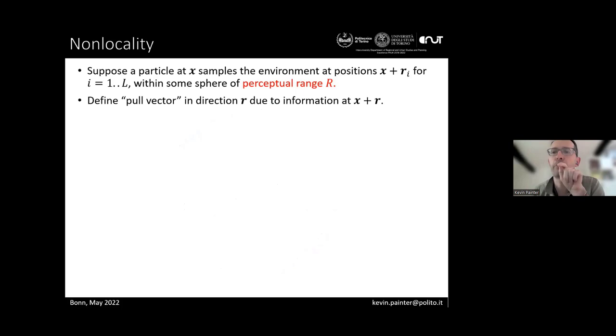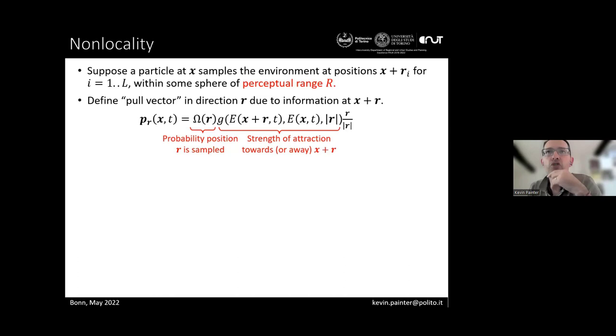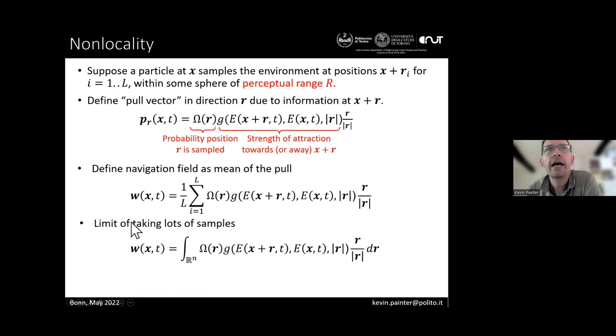And that pull vector will basically give something that maybe depends on how far away that is, and it will depend on the information that you see at that point. So that would be the probability that a particular point is sampled, and the strength of the attraction towards a point. You then define a navigation field that integrates all of these points that you've sampled. And you can move this up into a continuous setting where you take lots and lots of samples, and then you have a navigation field that depends on some non-local sampling of your environment.